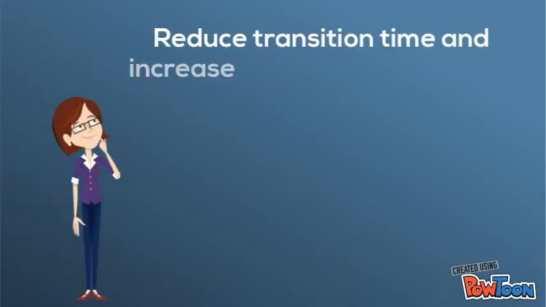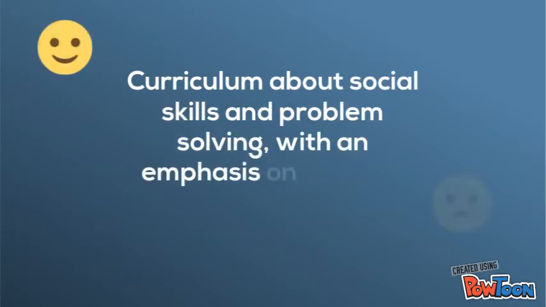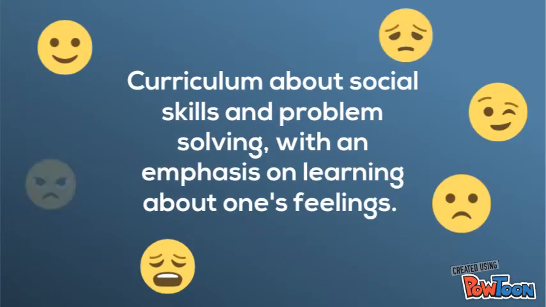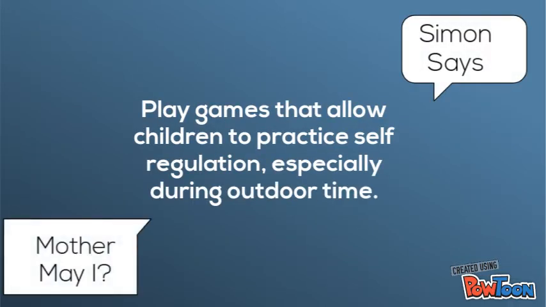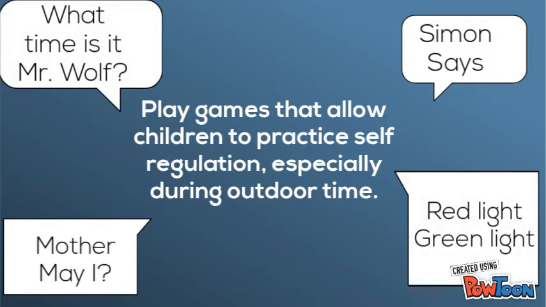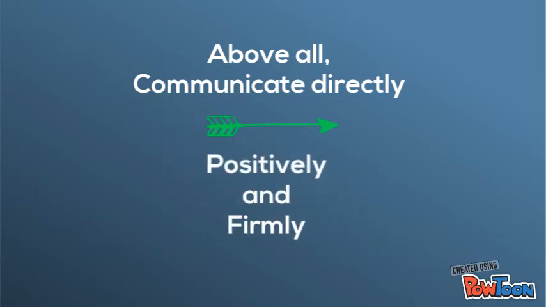Reduce transition time and increase open-ended activities, checking in regularly and providing the child with support. Curriculum about social skills and problem solving, with an emphasis on learning about one's feelings. Play games that allow children to practice self-regulation, especially during outdoor time. Above all, communicate directly, positively, and firmly.